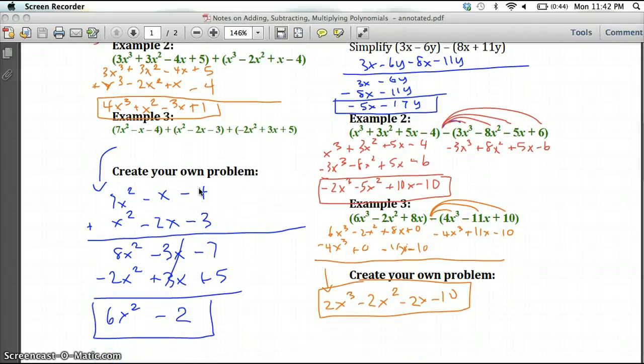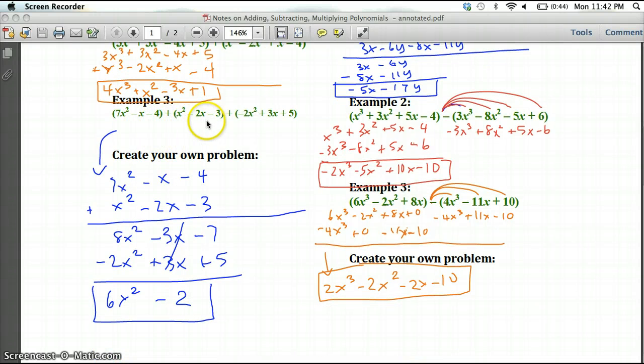Now we're going to go down to example number 3. Now I have 3 sets here. So what I want to do is look at the first 2 sets, and then we'll deal with the third set. Let's look at the first set first. We've got 7x squared plus x squared, a negative x minus 2x, and a negative 4 minus 3. So 7x squared plus x squared is 8x squared. Negative x minus 2x is a negative 3x, and then negative 4 minus 3 is a negative 7.